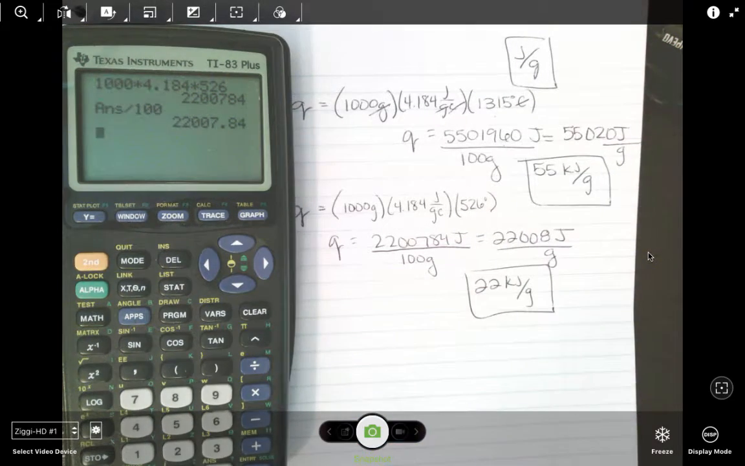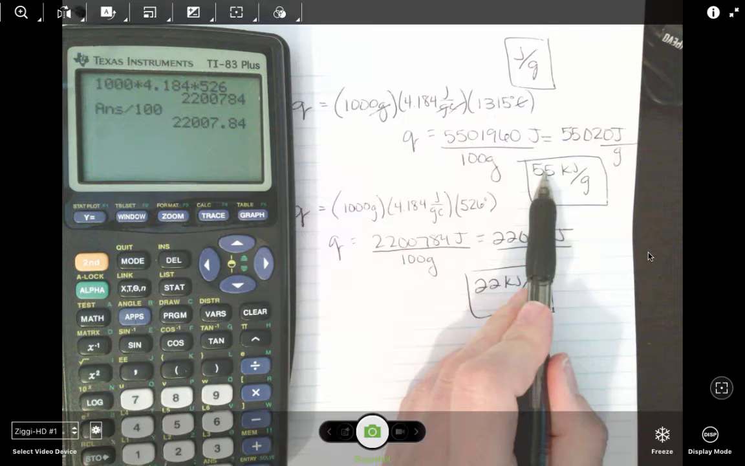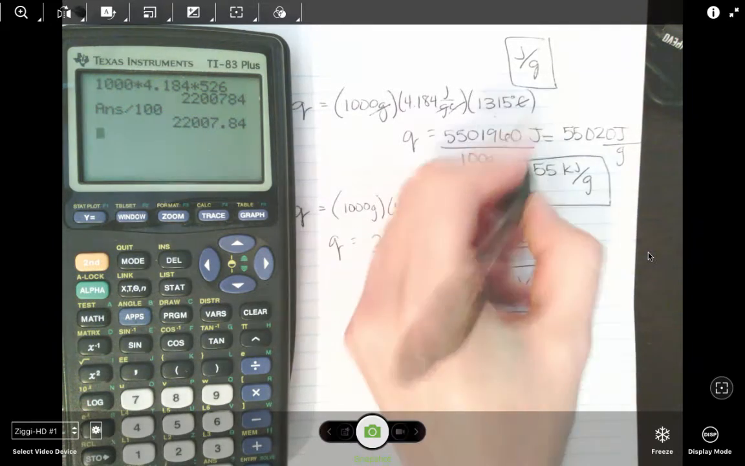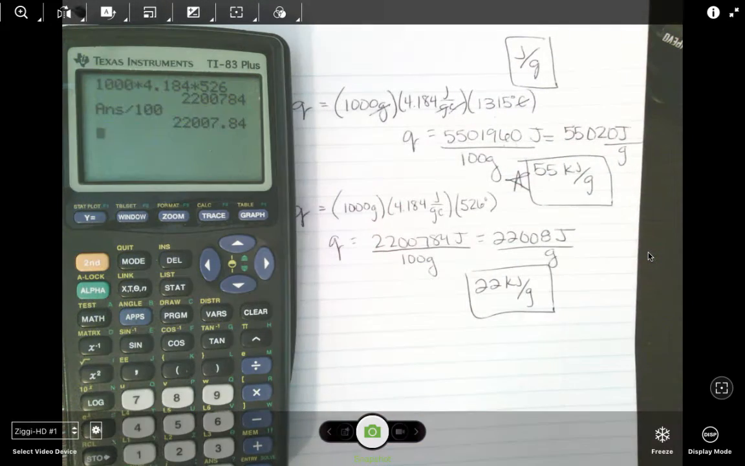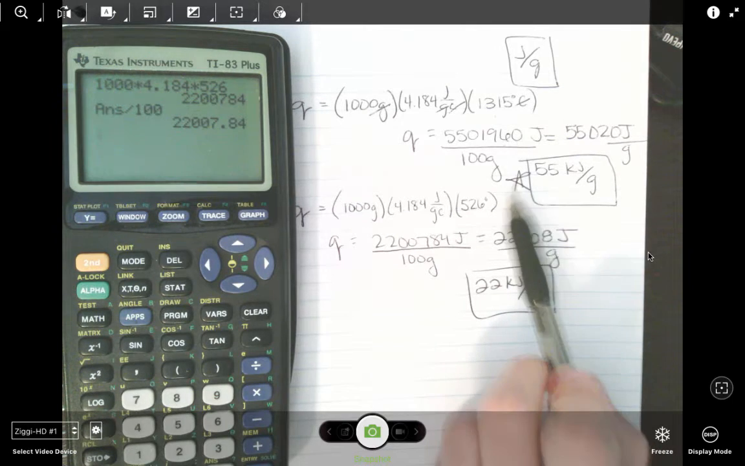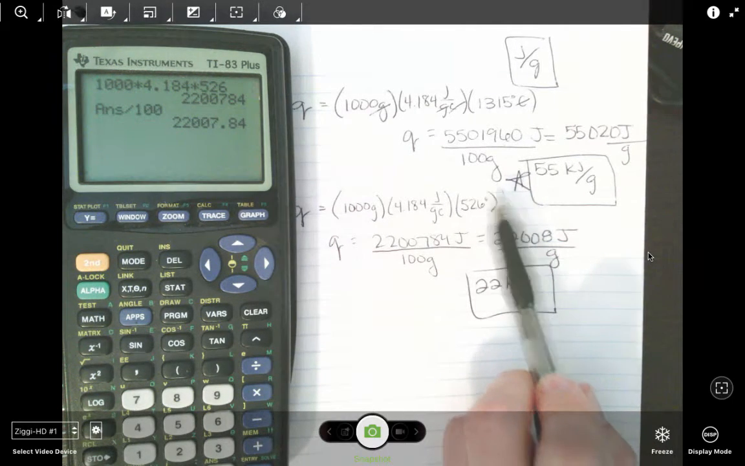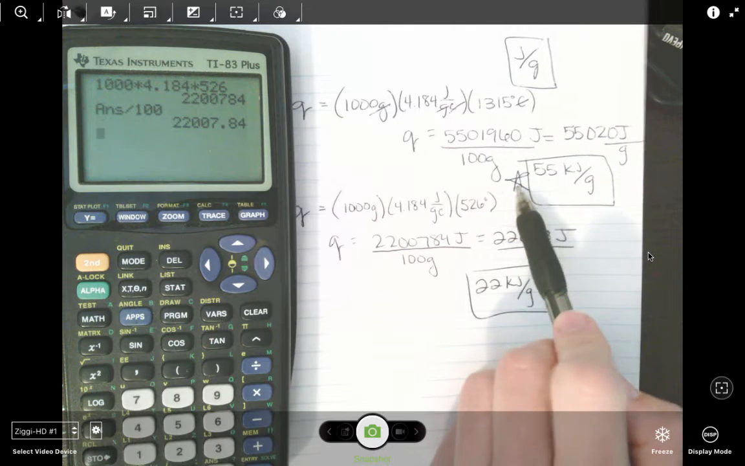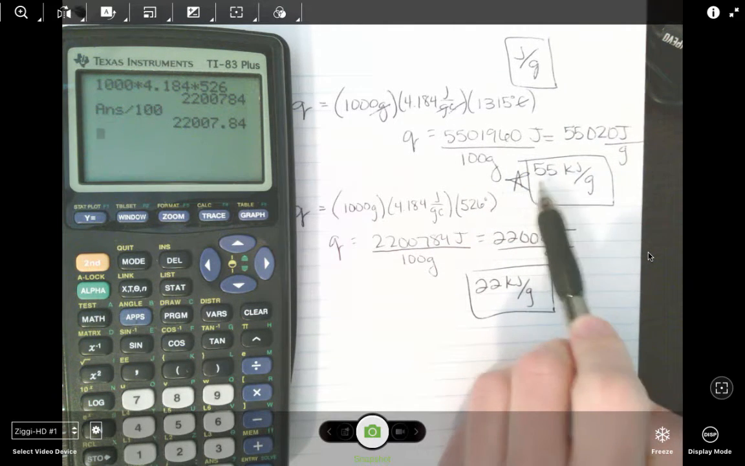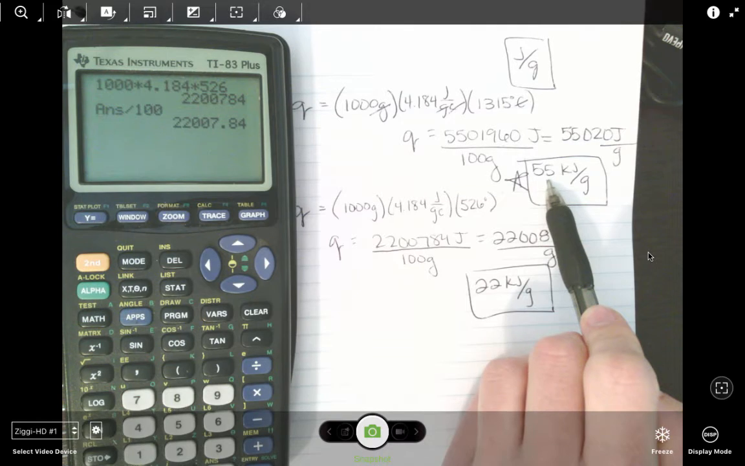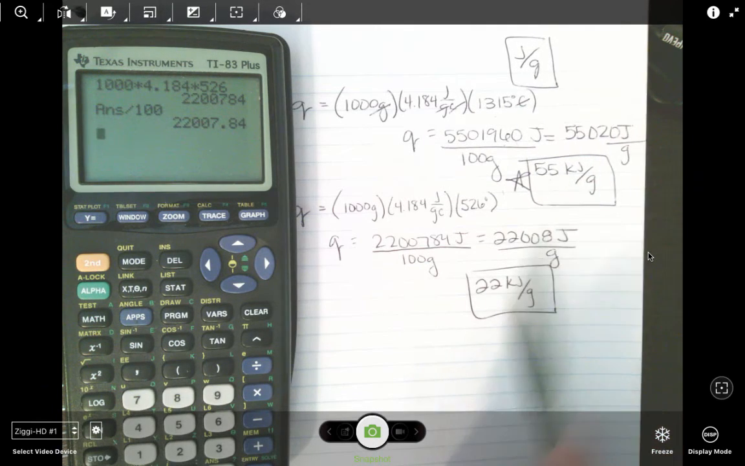So energy density, you want to have a higher amount of energy per gram of substance. Therefore, methane is the fuel with a higher energy density. And it says the last question, if you had to choose a fuel for your car based on energy density, which would you choose? You would want the one that produces more energy. So you would pick methane because it produces over double the energy that methanol does.